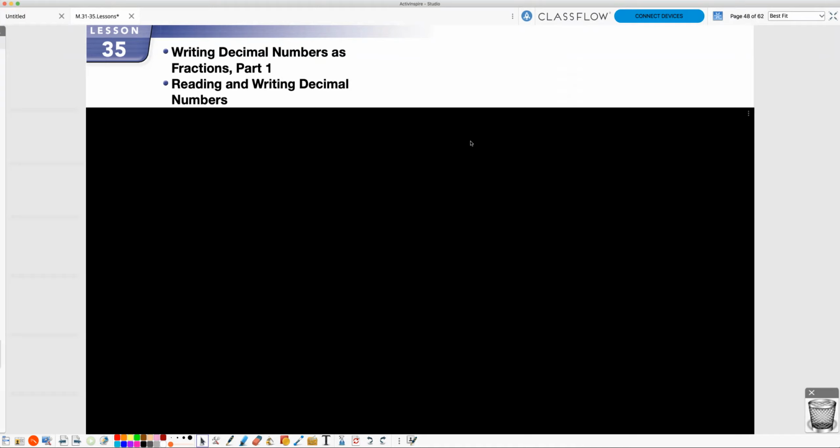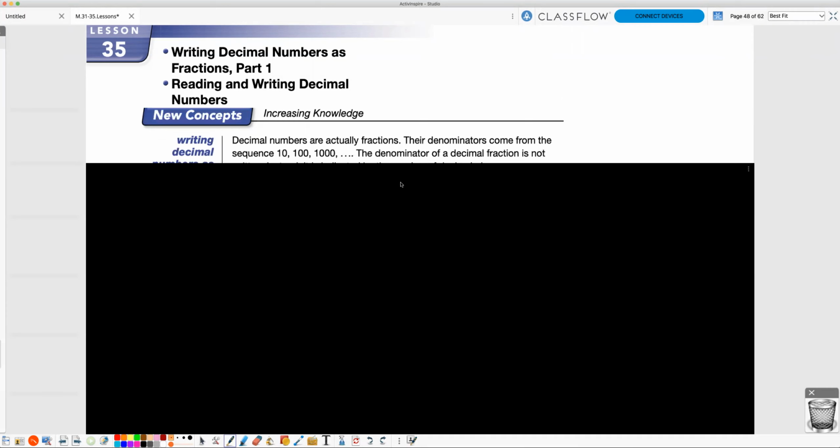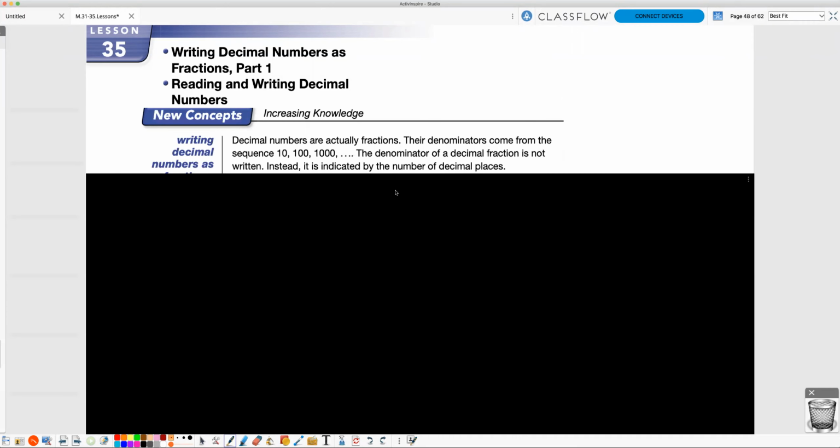This is lesson 35, writing decimal numbers as fractions. It's part 1. It is also reading and writing decimal numbers. This one has 21 problems. I'm not going to lie to you, it's going to be a long one. I'm going to go as fast as I can, and if you miss something, you're going to have to rewind and watch it again. So apparently it's a new concept, but decimal numbers are actually fractions.